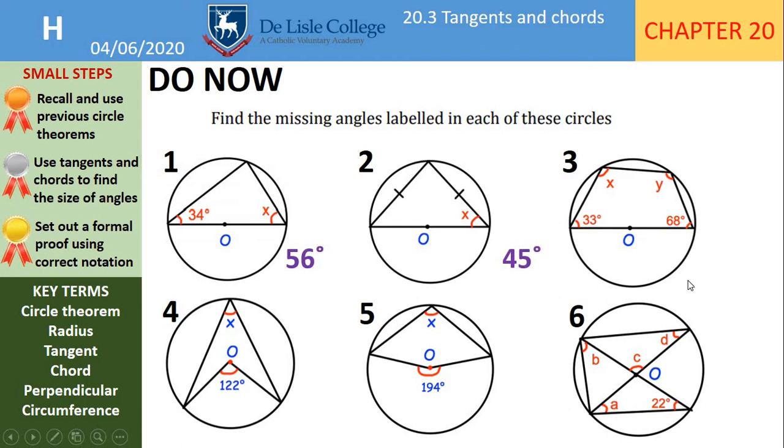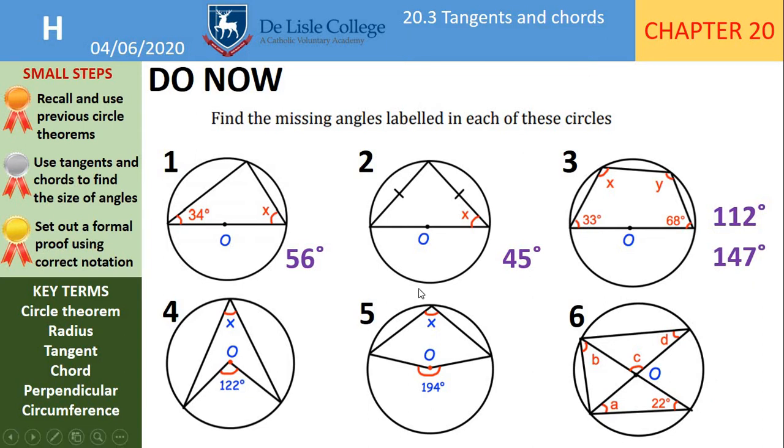Question number 3, hopefully you've used the circle theorem that the opposite angles in a cyclic quadrilateral add up to 180. So for x, remember, the 4 points of the quadrilateral have to touch the circumference, which they do. So 180 subtract 66 would give me 112 degrees for x, and 180 subtract 33 would give me 147 degrees for y.